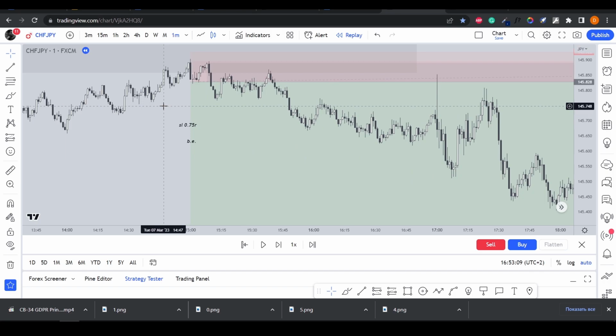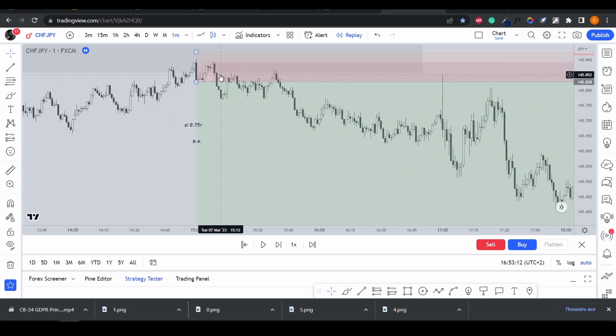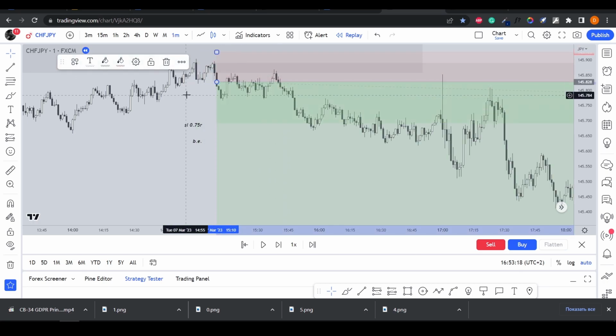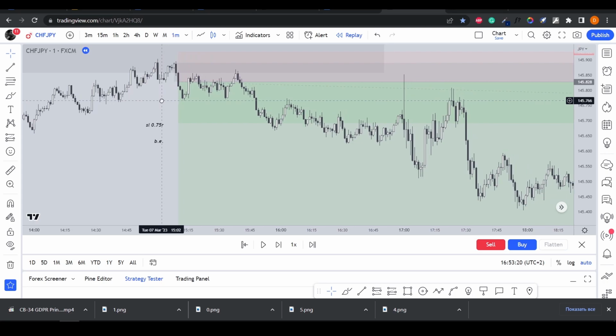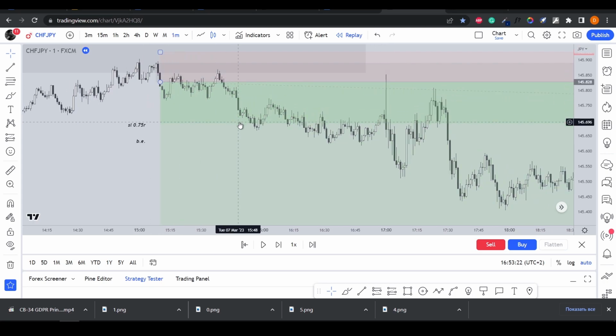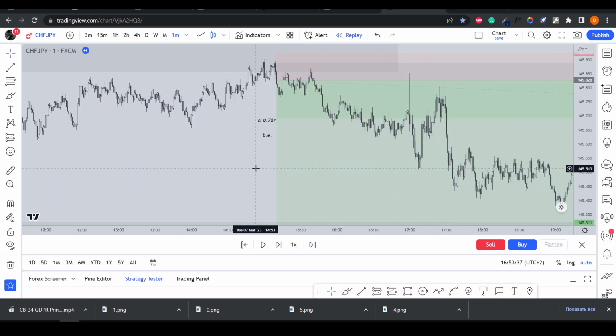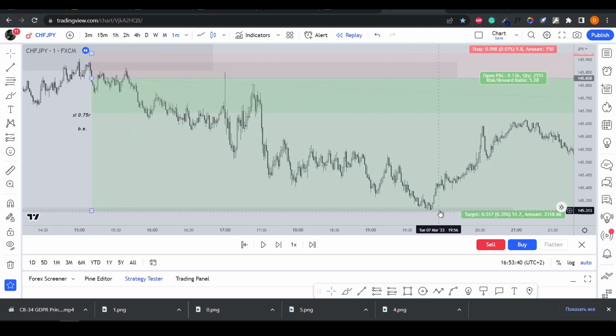So I was just entering from the zone, price started to move, I was entering there. One more entry was possible here, but I was entering from here, and when price got here, I moved stop loss to like 0.75 R, like here, and then at this point I moved to break even. News dropped, stopped me out at break even, and then price started to fall to take profit.